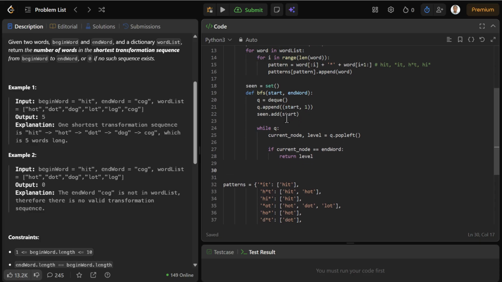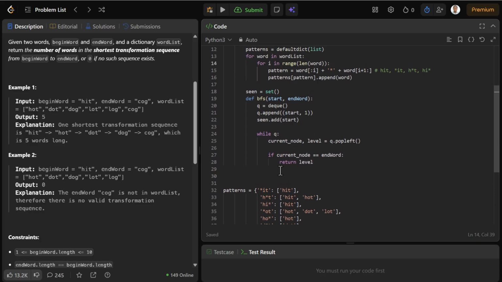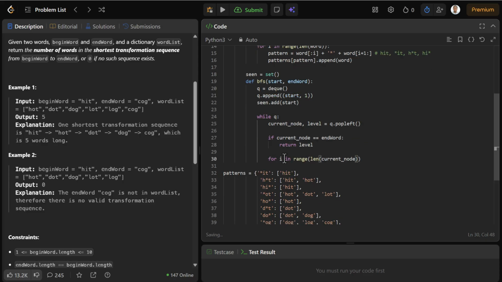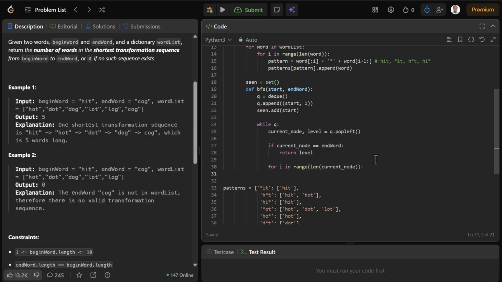Well, we can play the same trick we played in this first part here by defining what we call the patterns. So let's say for i in range of the length of the words I'm looking at. In this case, it's going to be the current node. For i in range of length of the current word, I'm going to go ahead and generate a pattern. The pattern is going to follow the same structure. So again, I'm just going to copy this and paste it here, and then change the word, because the word we are looking at is the current node.